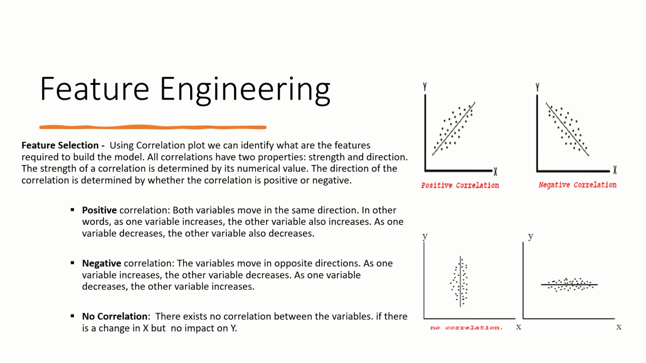No correlation exists between the variables where there is no relationship. Say if there is a change in X, but there is no impact on Y. Say for example, there is the horsepower of the car, and when the horsepower increases, the price does not increase. So it does not affect the relationship between these two variables.